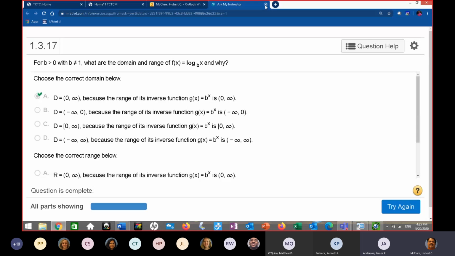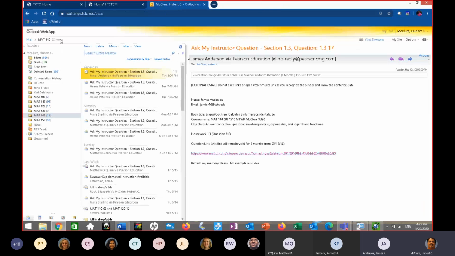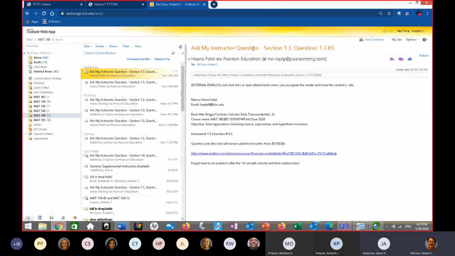I ain't going to get to the limits today. I ain't going to finish limits. I wanted to finish limits, but I don't think I'm going to make it, because I got to cut class off right at time.